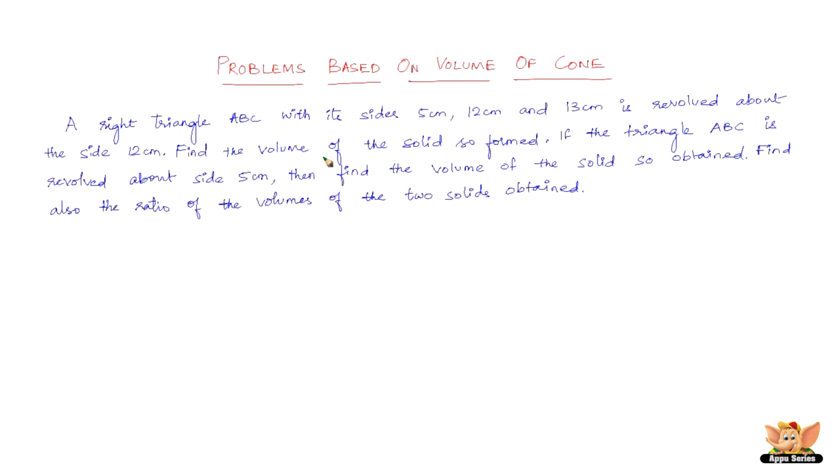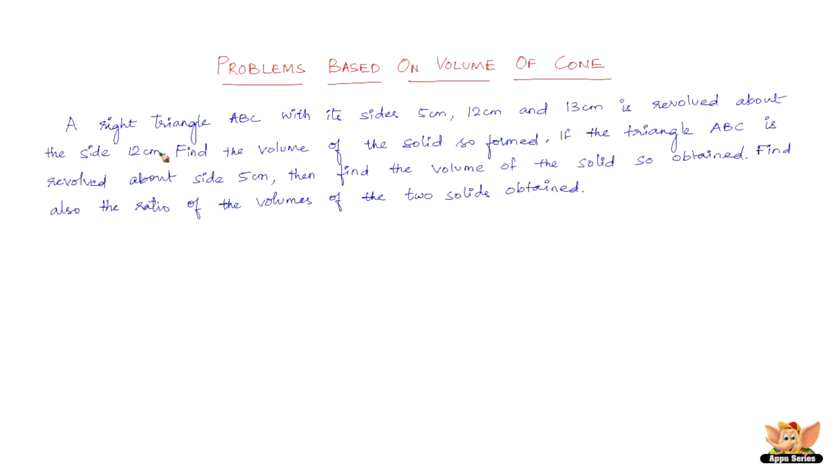If the triangle ABC is revolved about side 5 centimeter, then find the volume of the solid so obtained. Find also the ratio of the volumes of the two solids obtained. Now, if you read the question again, it says that a right triangle ABC with its sides 5 centimeter, 12 centimeter and 13 centimeter is revolved about the side 12 centimeter.